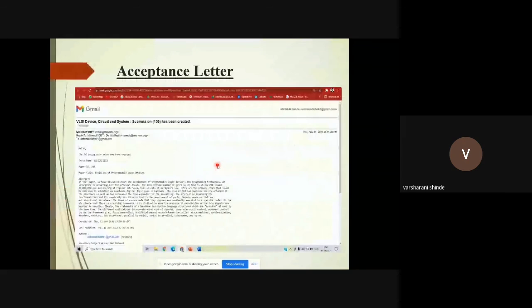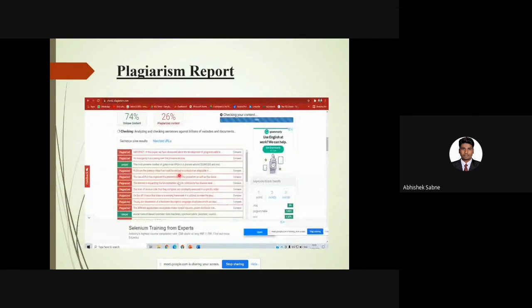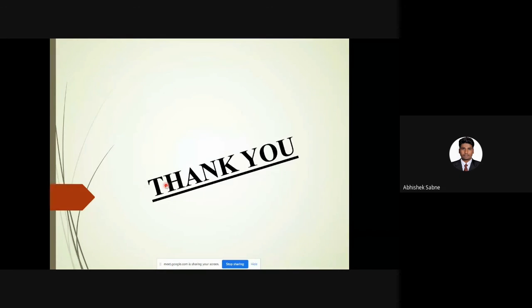This is our references. This is the acceptance letter from IEEE. We applied with our research paper to an IEEE conference, and this is the plagiarism report: 74 percent is unique content, and 26 percent is plagiarism content. Next, thank you.